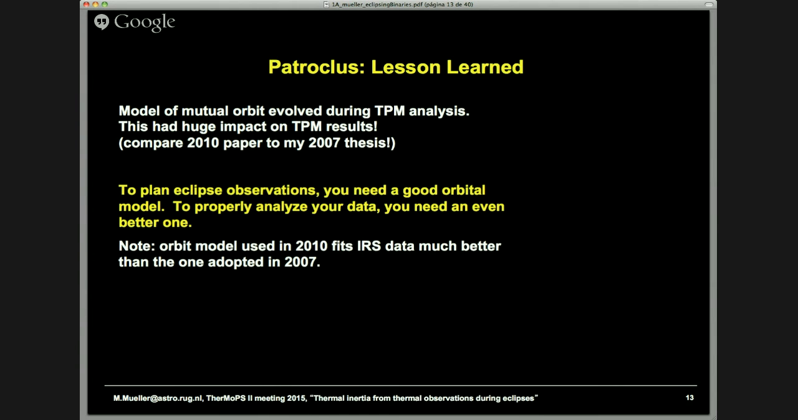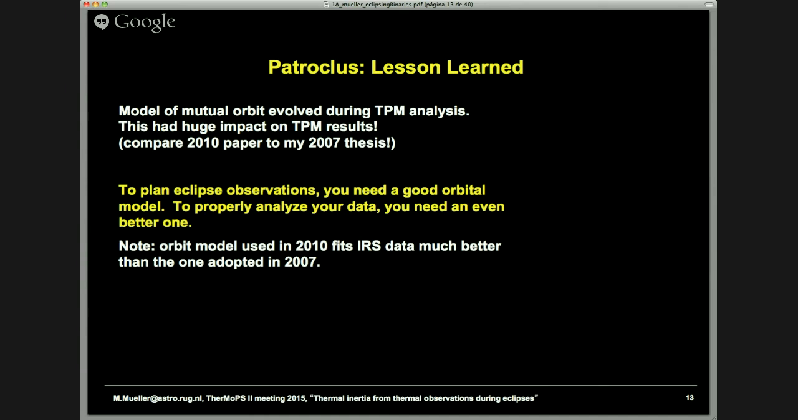And this is one lesson learned I want to highlight here. You need a really good model of the mutual orbit to begin with, because otherwise you cannot plan when an eclipse takes place. But you need it to be even better if you want to make any sense of the data.